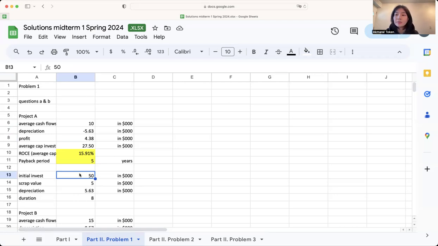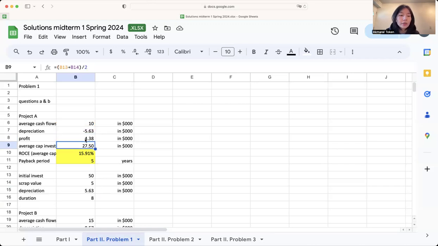You have the initial investment of $50, and we have a scrap value of $5. The depreciation expense is the initial investment minus scrap value, divided by the duration of the project, which is 8 years. So in this case, 50 minus 5 divided by 8 gives us $5.63 as the annual depreciation expense. So profits are $10 minus $5.63, which gives us $4.38 of profit for each year.